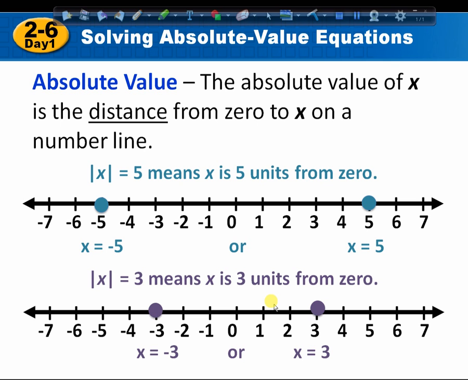Another example, the absolute value of -3 equals +3. And that means that x is 3 units from 0. So -3 is 3 units from 0, and +3 is 3 units from 0. Again, distance can never be negative.